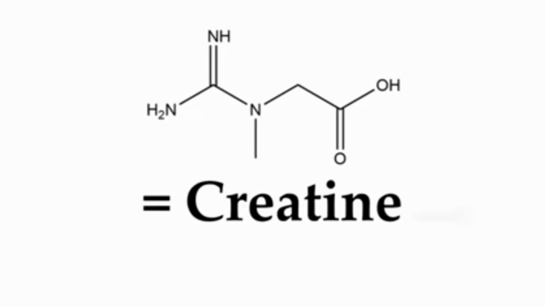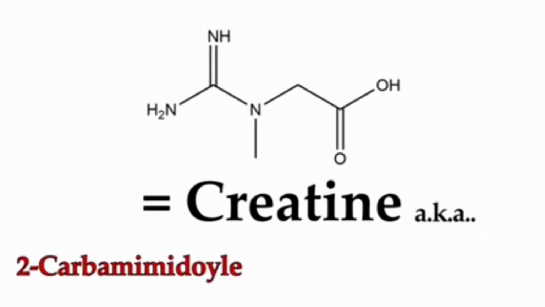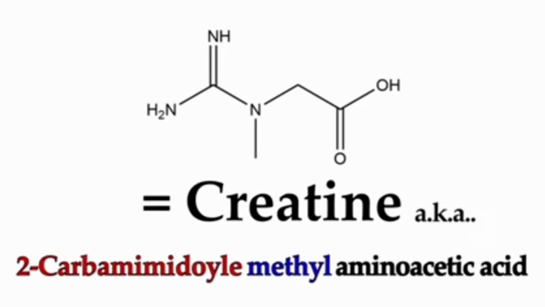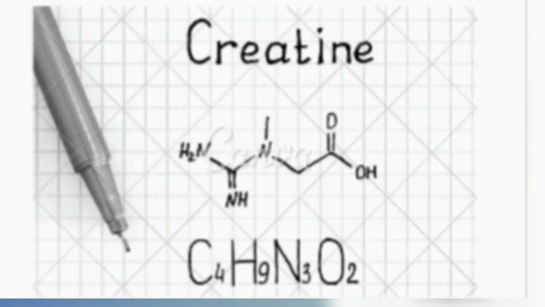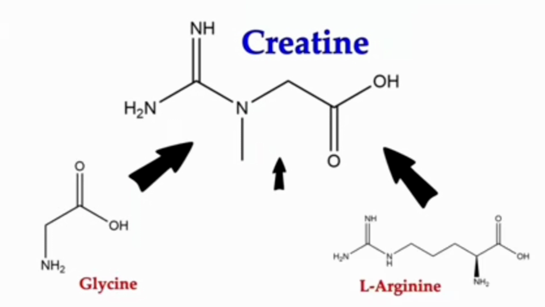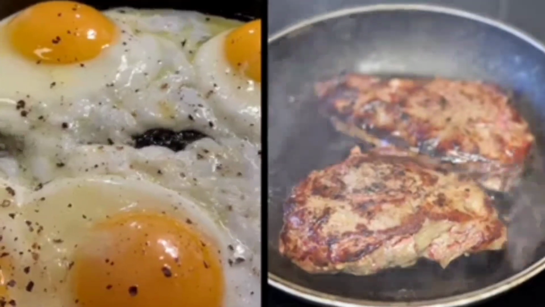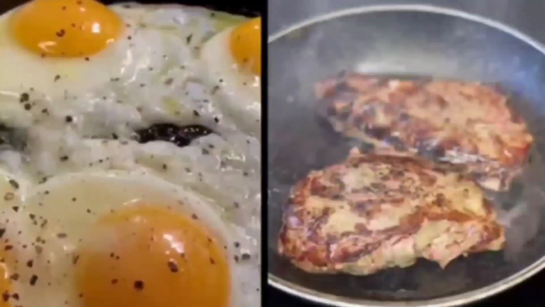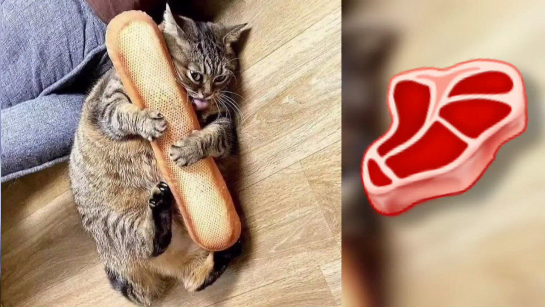This is the chemical structure of creatine, which is read as 2-carbamidyl methyl aminoacetic acid. Keeping things simple, this organic compound is a direct derivative of glycine, L-arginine, and methionine, which are basic amino acids, which are found in normal foods.